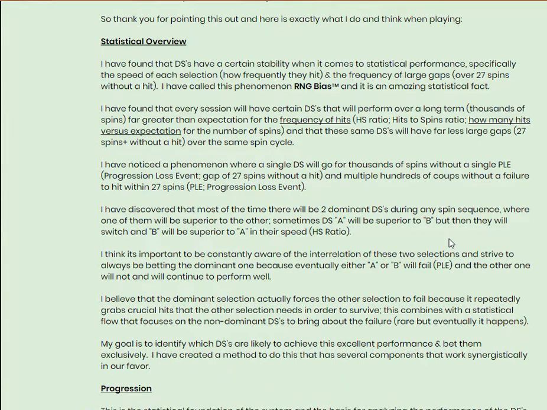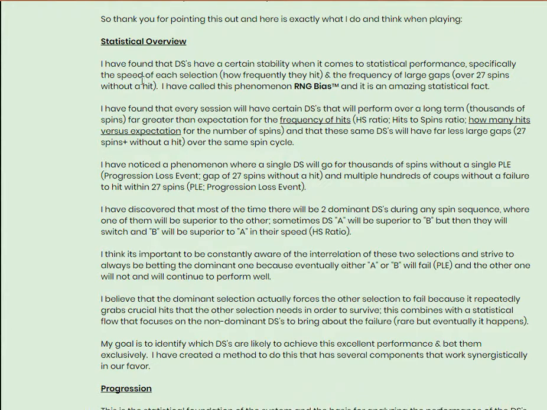So I thought I'd make a video. Don't know how long it's going to be. There's a lot of documentation, but the question of the day is, does RNG bias exist? And the first thing, of course, is what is RNG bias? As you see on the screen here, what is it?